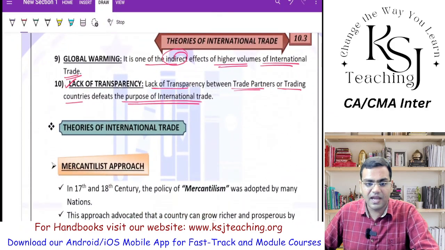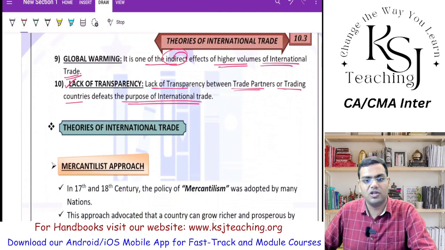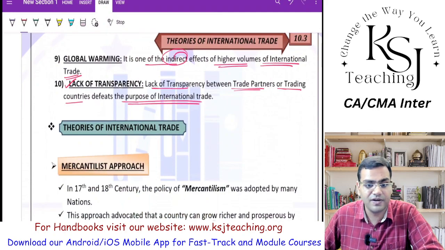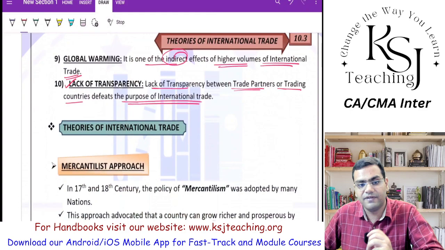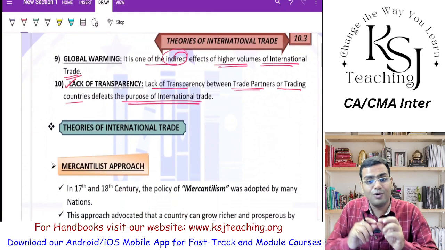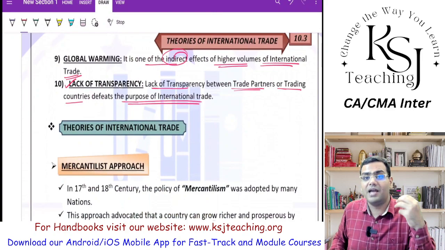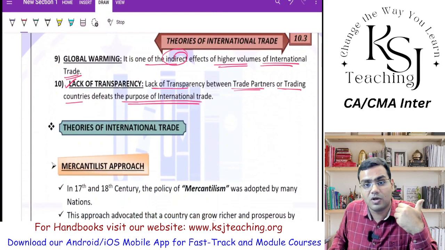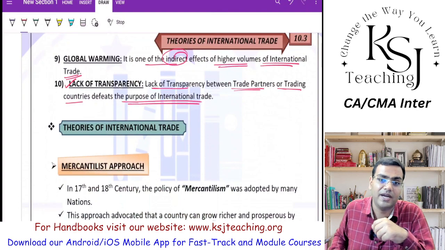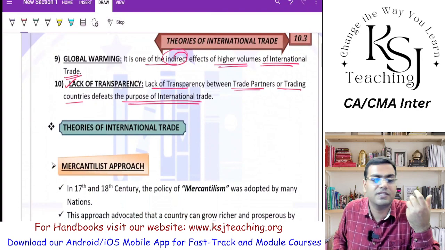Okay, after that, what we have is the theories of international trade. The different theories were given by different people, with different views on how countries conduct international trade. What are the various bases? What is the thought process behind international trade when countries exchange goods and services with one another?